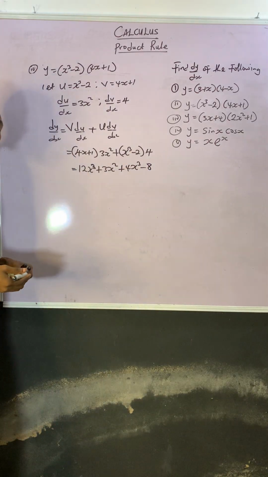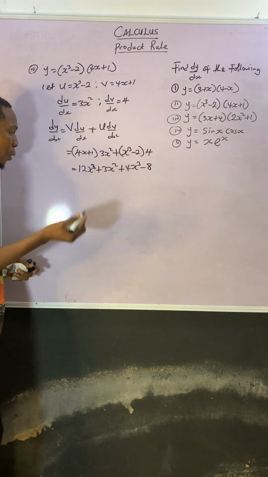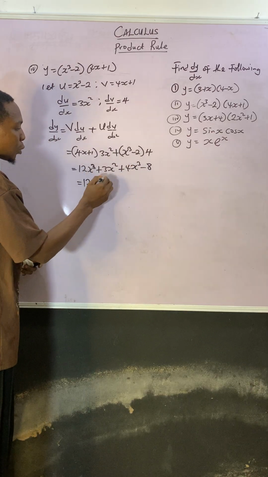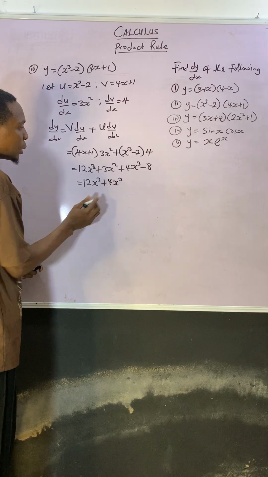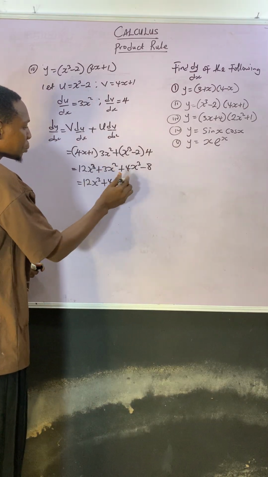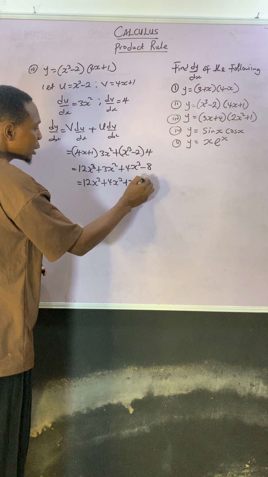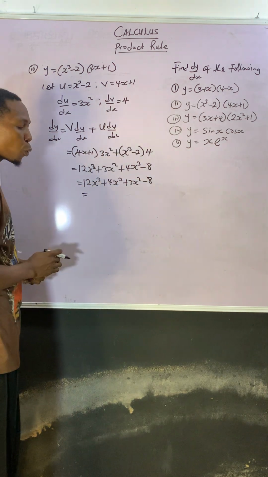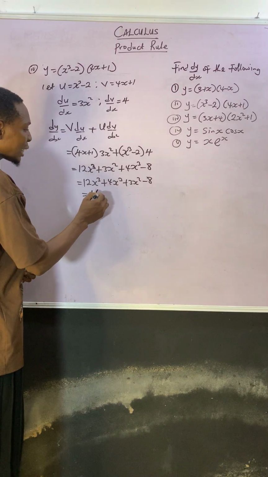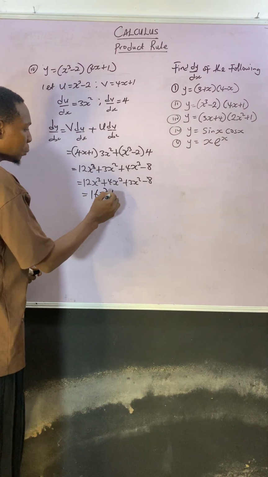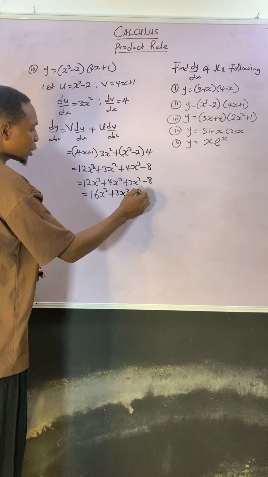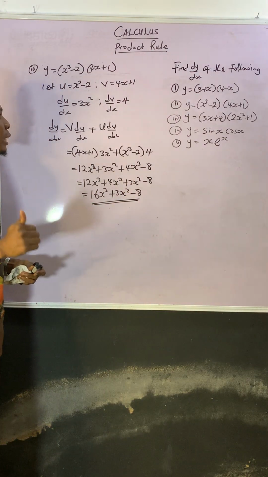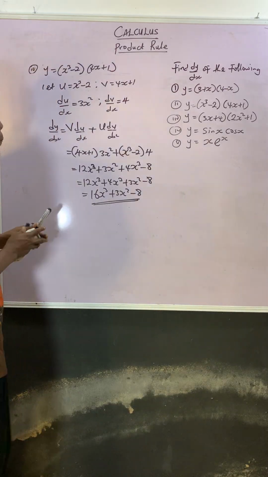So what do you do from here? Collect like terms based on power, starting with the highest power. The highest power here is 12x cubed. We still have plus 4x cubed, then plus 3x squared, then minus 8. 12 plus 4 gives us 16. So here we have 16x cubed plus 3x squared minus 8. That's the final answer. Then the next one, number 3.